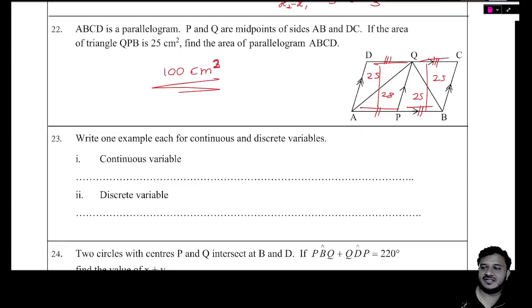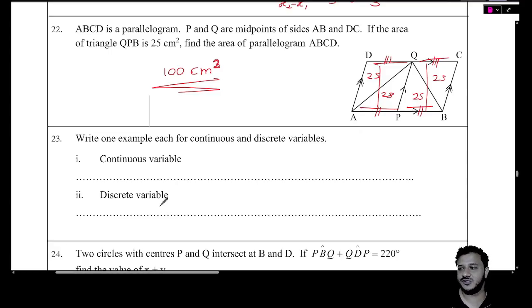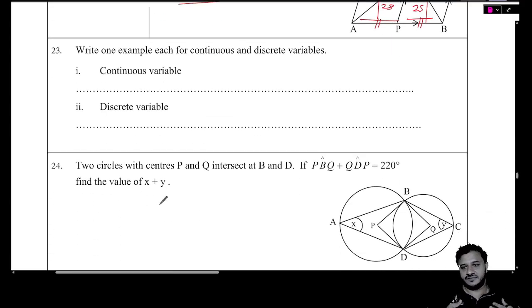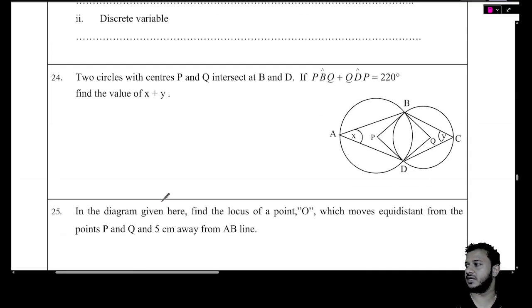Discrete values. Discrete things means what? Spot on things. Number of, no, I should not say number of eyes in a person. It's not a good example. A discrete variable will be number of keys in a keychain. Like you can't have half keys, no. Number of students in a class. You can't have half a student, no. Those type of things. Okay, everybody good? Next one.